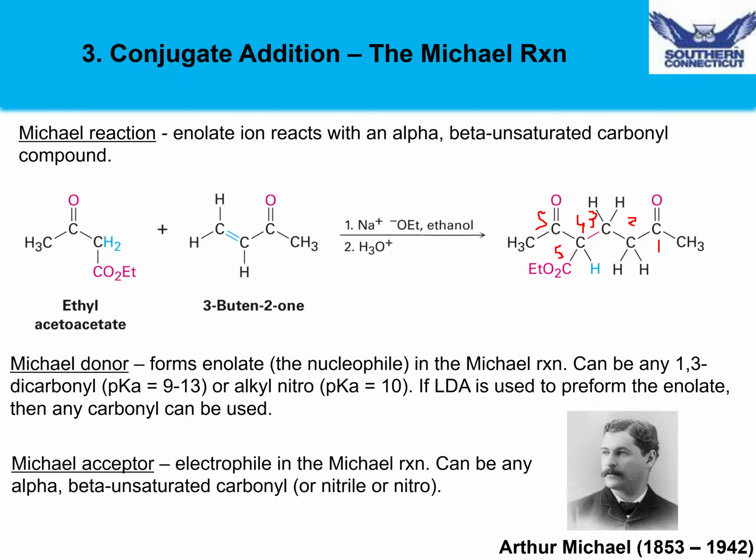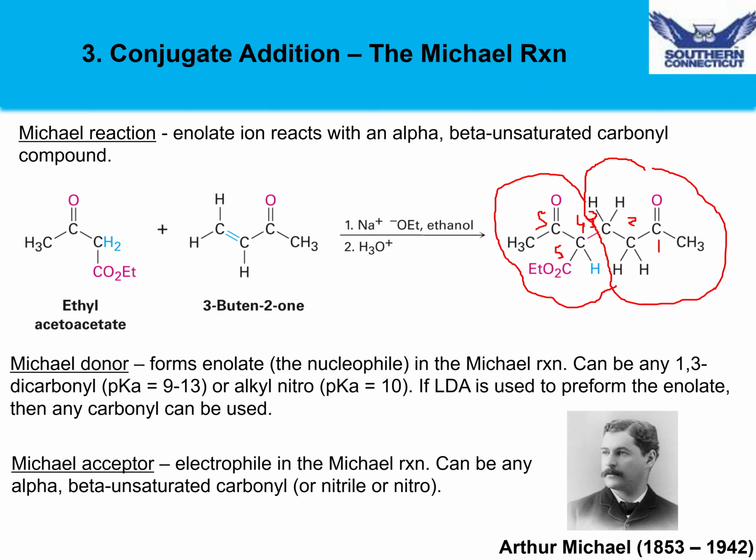Notice that the product contains both components. So this is the alpha beta unsaturated carbonyl. We just got rid of the double bond between carbon 2 and 3. And we form a new sigma bond between carbon 3 and 4. Carbon 4 is the alpha carbon of the dicarbonyl compound.